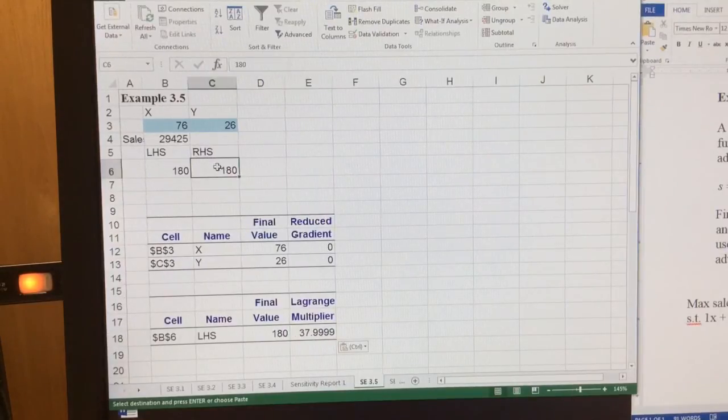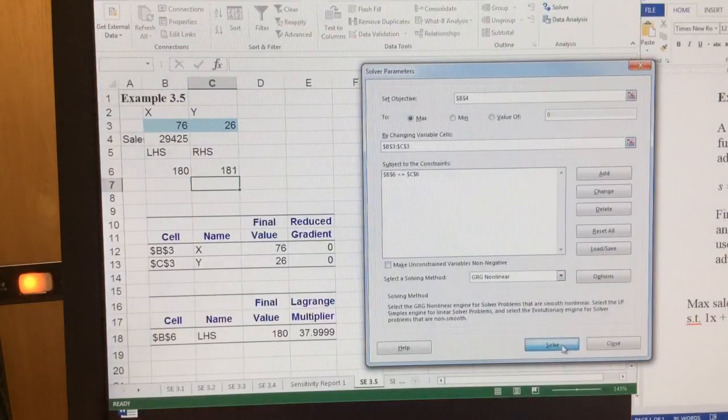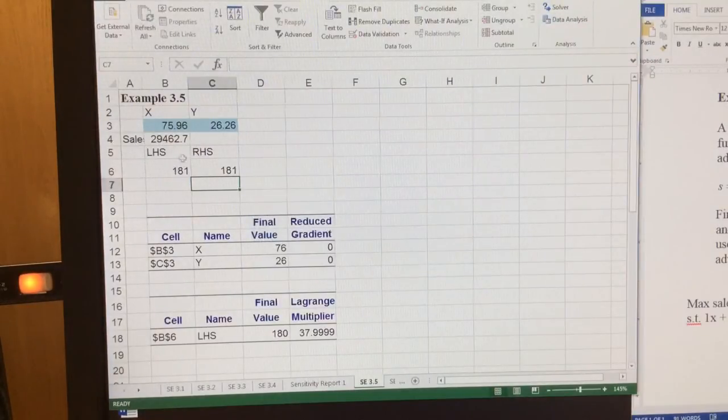So let's go back here and change our constraint to 181. As I run Solver again, I should get my sales to be 29,463. So let's solve it out. And with rounding, I get exactly that. Meaning that if I increase my constraint by 1 unit, my sales will increase by my Lagrange multiplier, which is 38 units.